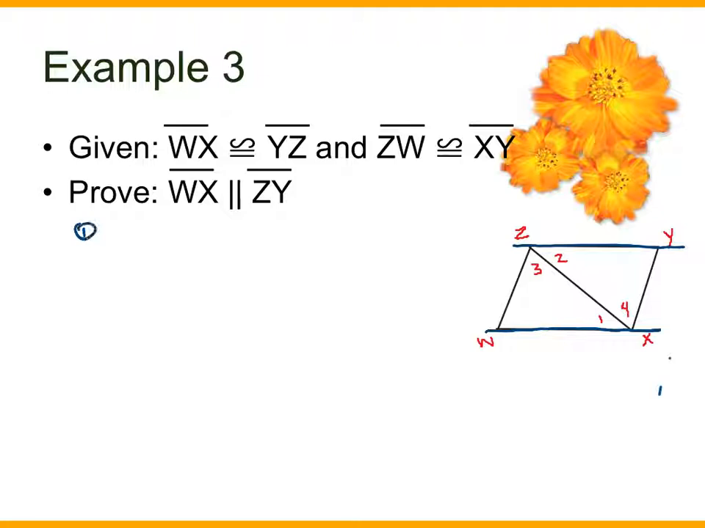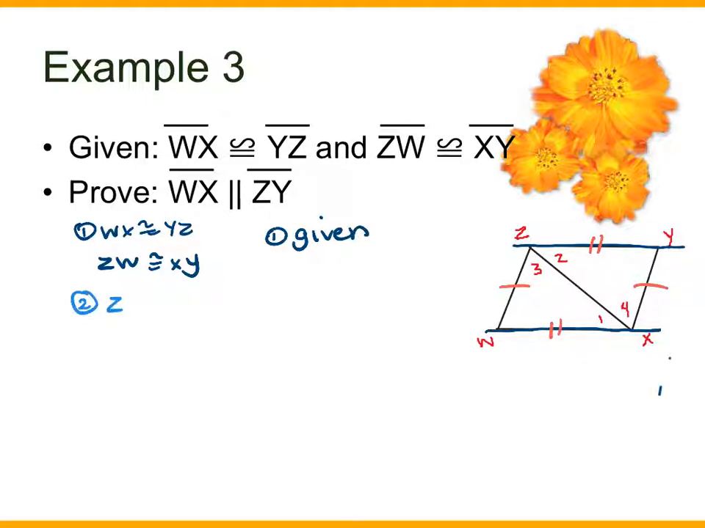So I'm going to start with WX is congruent to YZ, and ZW is congruent to XY. Side comes next. Okay, then somebody said it, the reflexive side, right? ZX is congruent to ZX. That's reflexive.